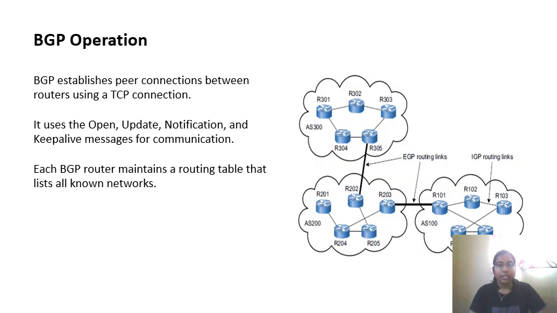BGP operation. BGP establishes a peer connection between routers using a TCP connection. It uses open, update, notification and keepalive messages for communication. Each BGP router maintains a routing table that lists all known networks, and the diagram showing BGP operation has been provided here.